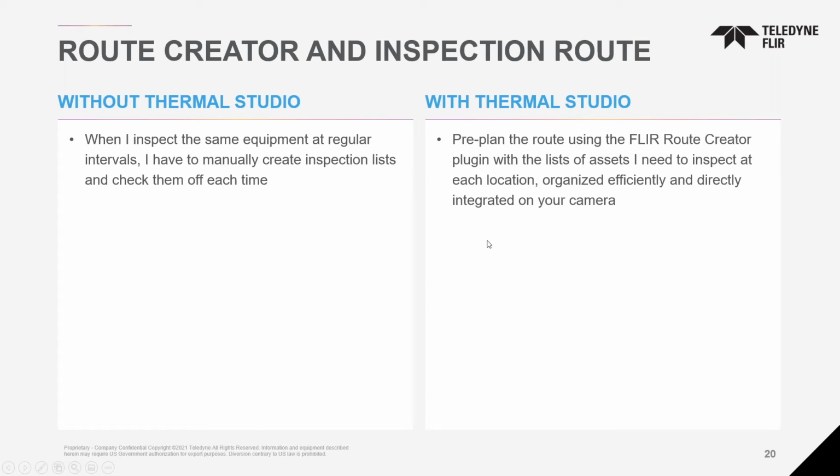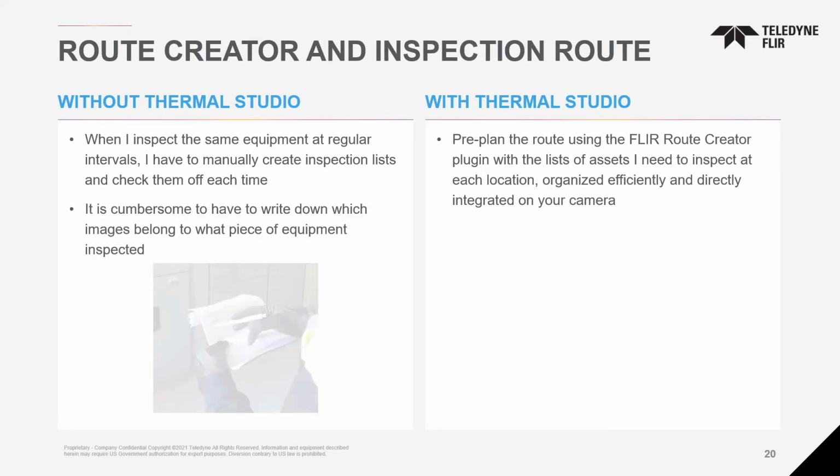With Route Creator, you can actually upload all the assets that you need to inspect and populate it right onto your camera. So when you get to that job site, you'll know exactly what assets you need to do. And then you can also map out your inspection route. So if it's a big facility, and you got to inspect different panels throughout, or critical motors in the production line, you can also do that, moving from the northeast corner of the building to the northwest corner, then south or whatever, in the most efficient way possible.